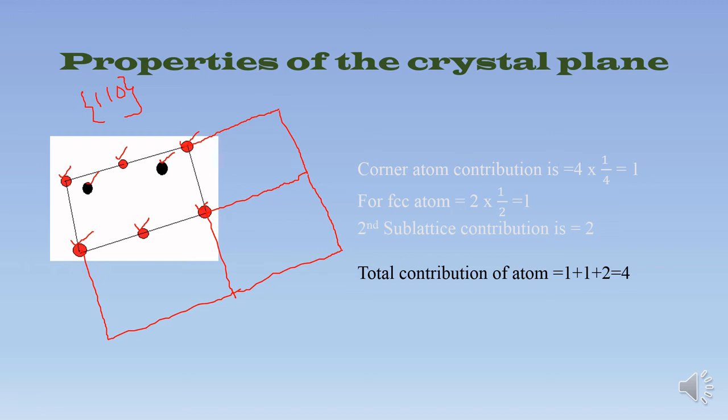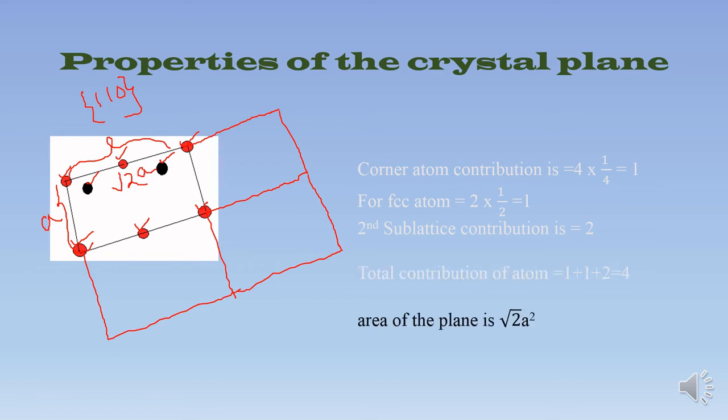Now, what about the area of the 110 plane? This side of the plane is a, right? And this side of the plane is root 2 a. Okay. So, the area of the plane is root 2 a square.